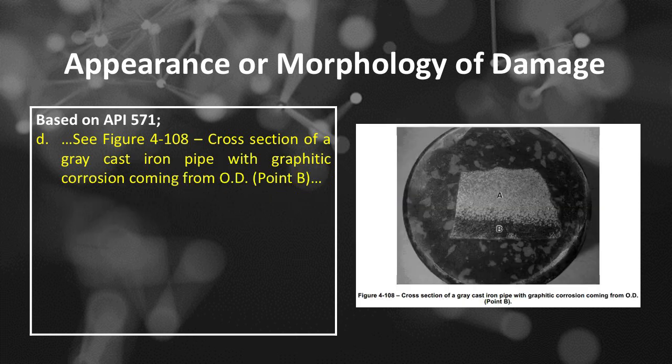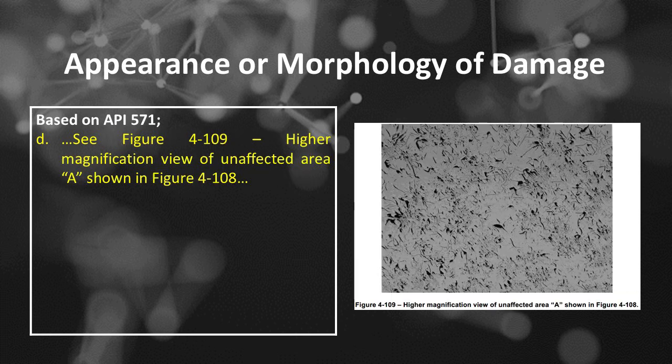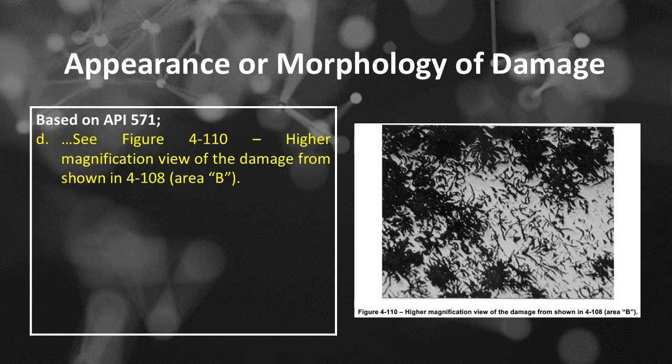See Figure 4-108, cross-section of a gray cast iron pipe with graphitic corrosion coming from the OD, point B. See Figure 4-109, higher magnification view of unaffected area A shown in Figure 4-108. See Figure 4-110, higher magnification view of the damage shown in 4-108, area B.